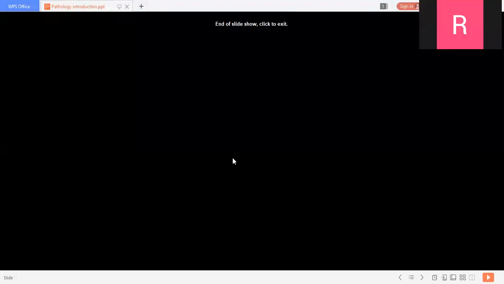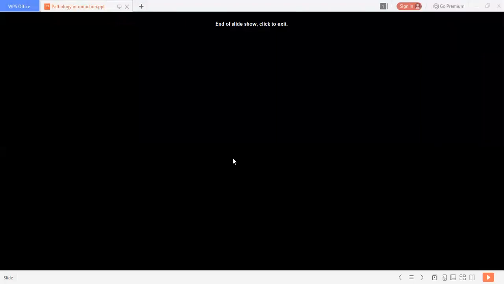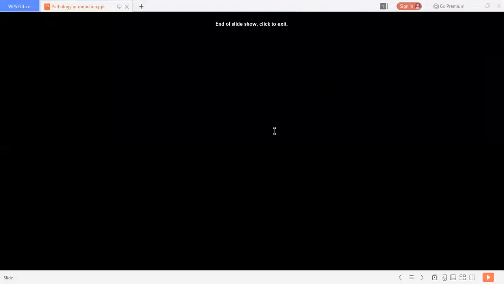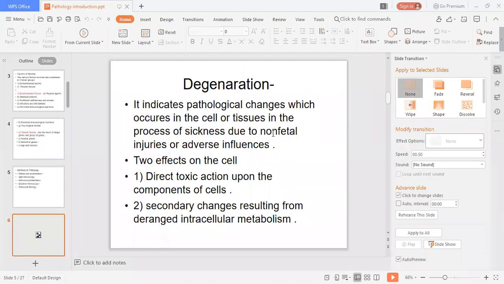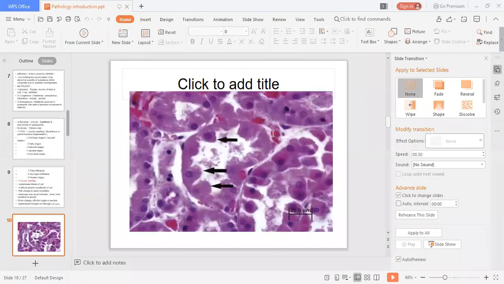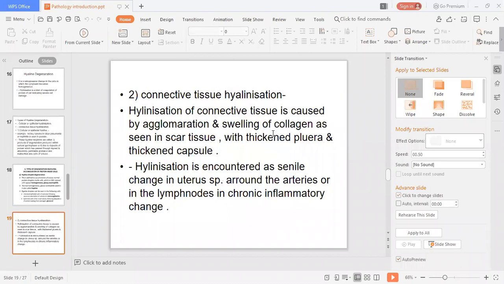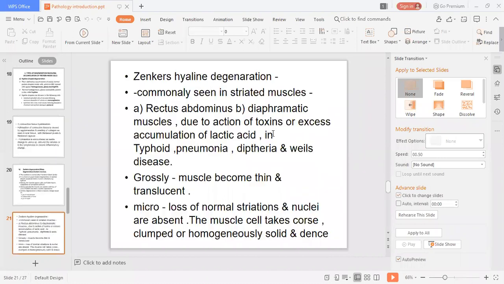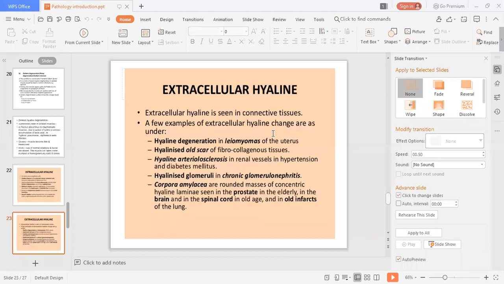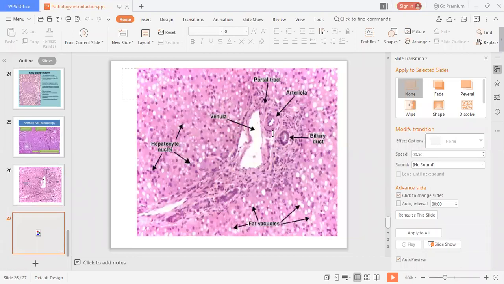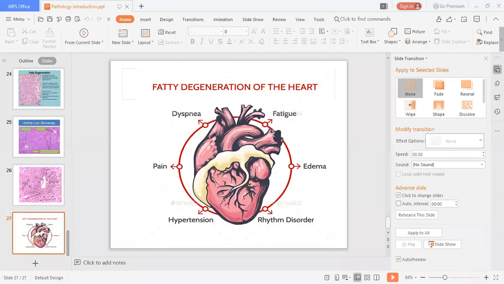Now the causes of fatty degeneration. What are the causes of fatty degeneration? Now in case of anemia, in case of cardiac failure, then the respiratory diseases, then diabetes mellitus, or chronic malnutrition. It may occur in conditions like chronic malnutrition. Okay.